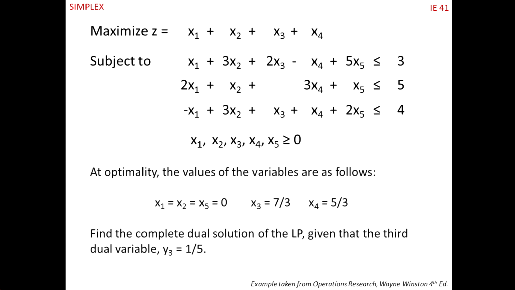At optimality, the values of the variables are as follows. Take note, you can check the optimal solution using methods that you have learned. Let x1 be equal to x2, be equal to x5, be equal to 0. x3 be equal to 7/3, and x4 be equal to 5/3. Find the complete dual solution of the LP, given that the third dual variable, y3, is equal to 1/5.